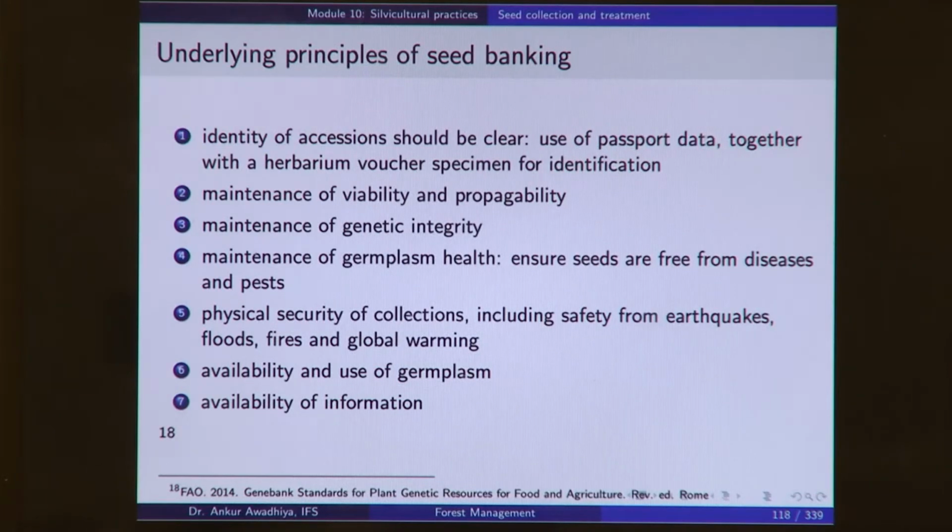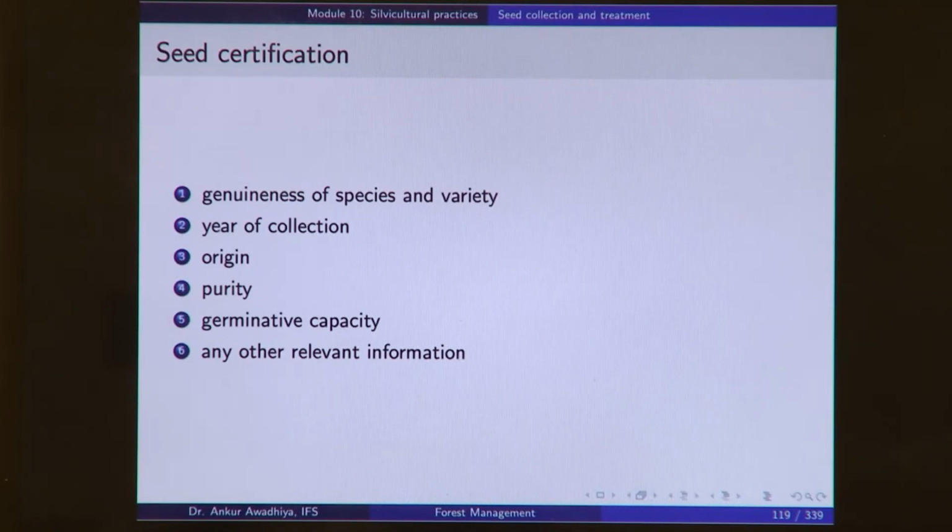Now, underlying principles of seed banking include identification of accession, maintenance of viability and propagability, which needs to be checked and tested again and again, maintenance of genetic integrity, maintenance of germplasm health, physical security of collections, availability and use of germplasm, and availability of information. These days we also go for seed certification, which tells us the genuineness of the species and the variety, the year of collection, the origin or provenancing of these seeds, the purity, the germinative capacity, and any other relevant information.